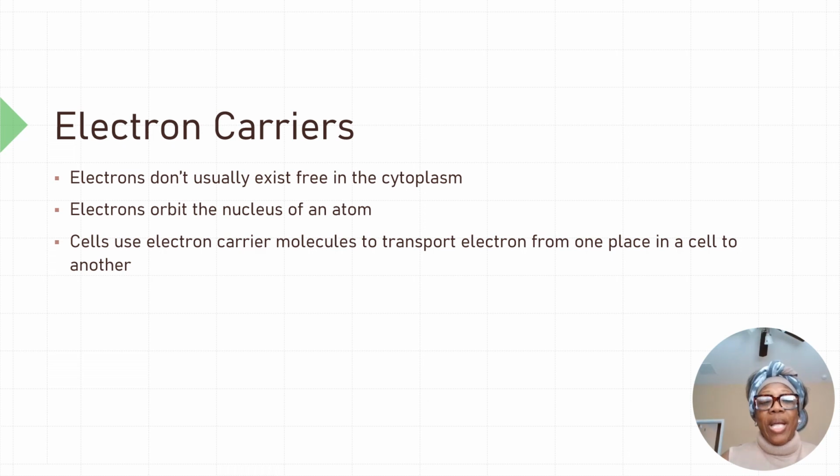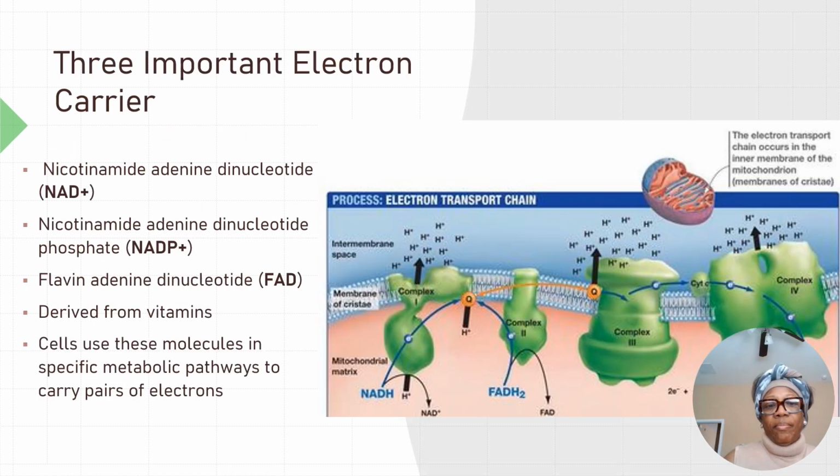They orbit the nucleus of an atom, and cells use electron carrier molecules to transport electrons from one place in a cell to another. So they don't just jump from one place to another on their own. They need some assistance, and the assistance is in the form of molecules called electron carriers. So there are three important electron carriers that we find in various biochemical processes. We won't get deep into the woods. I just want you to have a surface level knowledge of this.